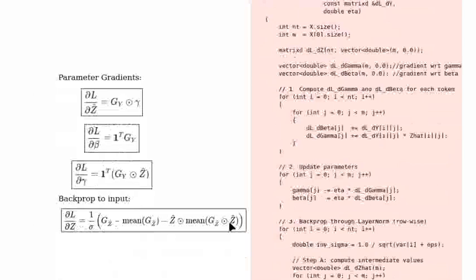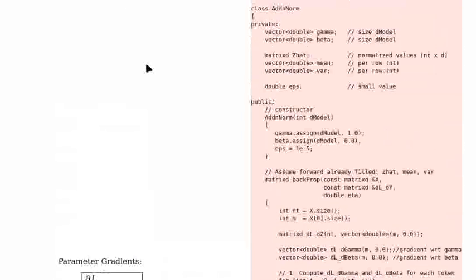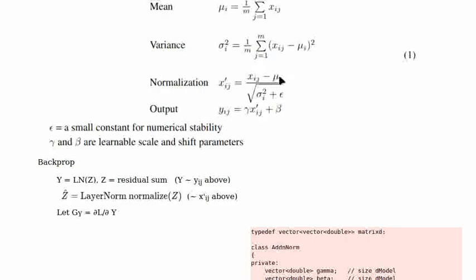And after that, we have to calculate this dL/dc for the next stage. And so we let inverse sigma be 1 over the square root of the variance plus the epsilon. So this part, so that we don't need to write the square root all the time.